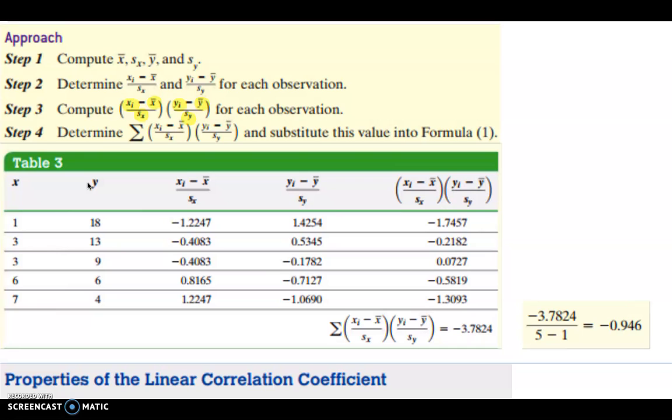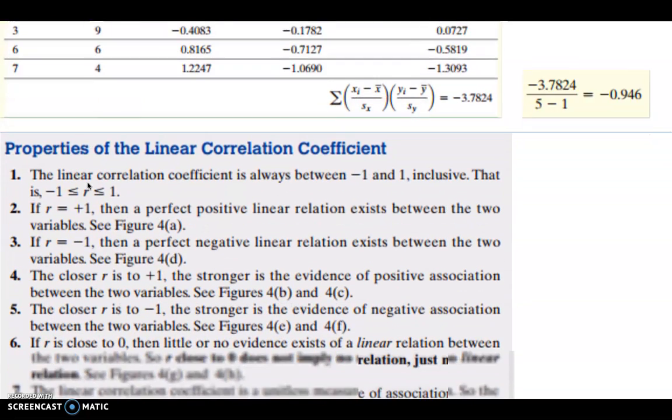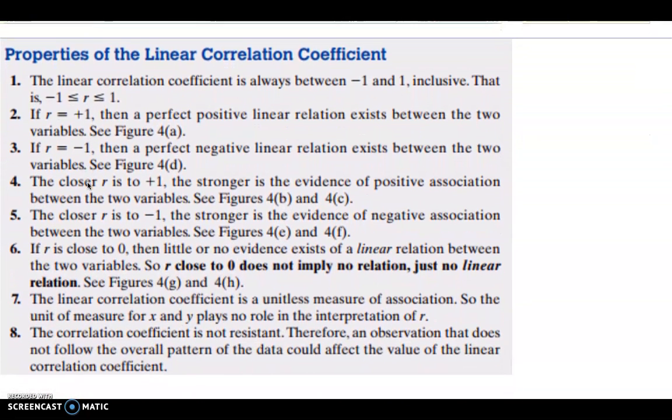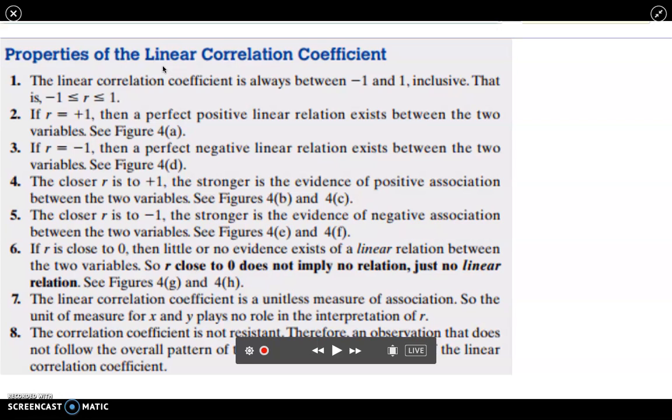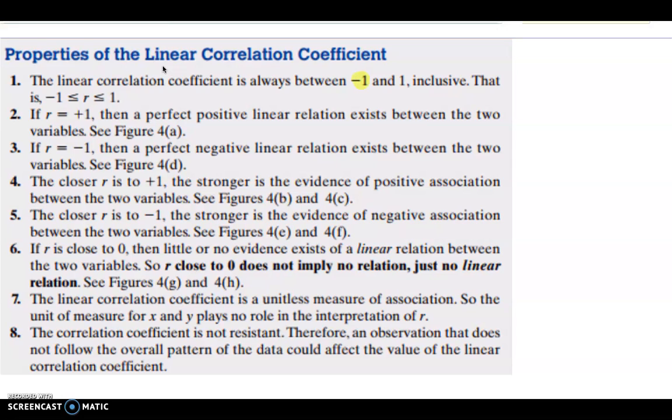Again, technology is a spectacular tool for us, so we'll go ahead and rely on that for this class. But here are some of the properties of this linear correlation coefficient that are extremely helpful. These you'll definitely want to know. The linear correlation coefficient is always between -1 and 1 inclusive. So it can be -1, it can be 1, and anything in between. So if someone says the correlation coefficient is -2, not so much. It's not going to work.